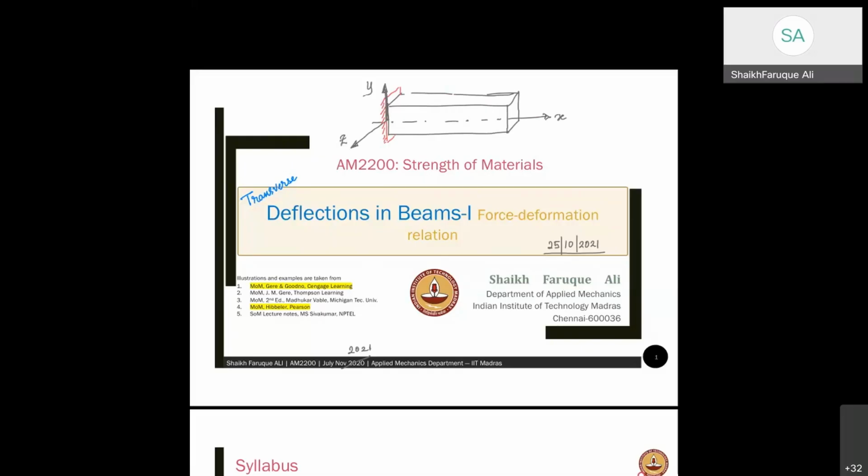Now we said that our load is only along this axis here, acting like this, right? So load is acting along Y direction, and therefore if it's symmetric about Y axis, then it has to have deflection also along Y axis. So that is called transverse deflection. So the beam will bend like this.